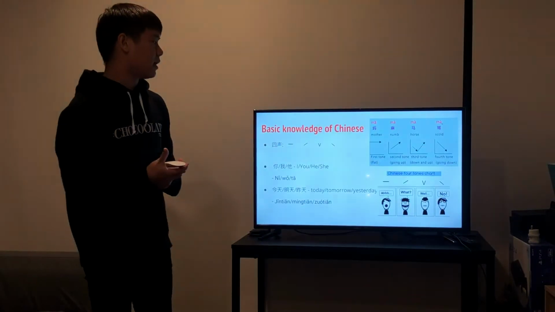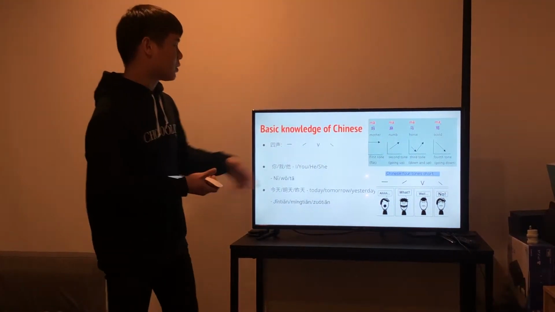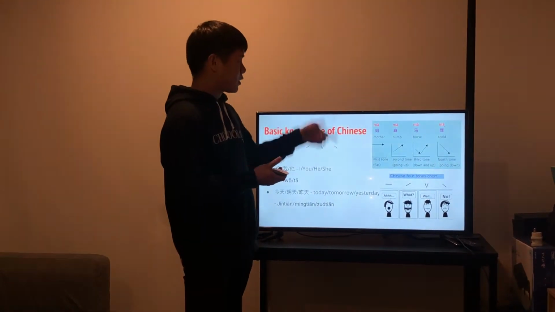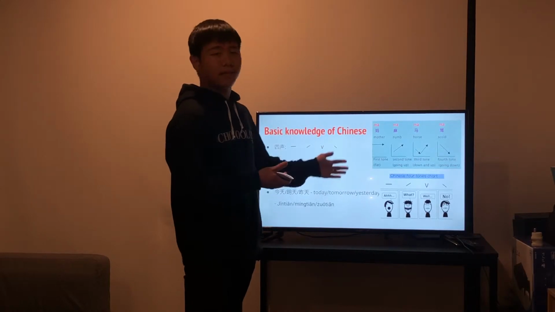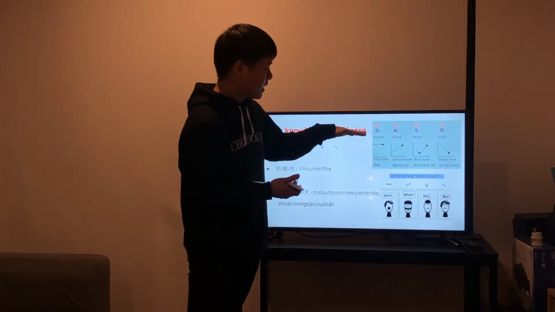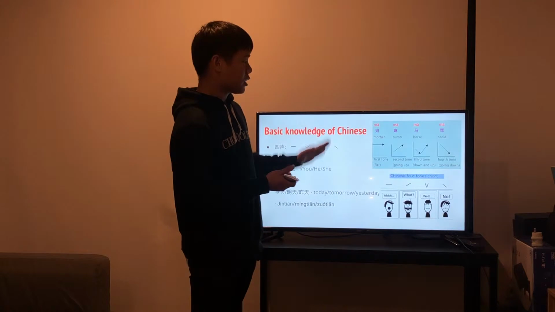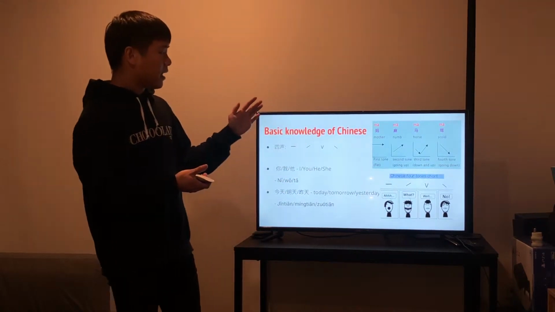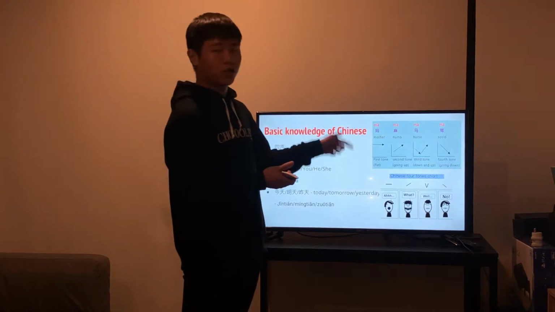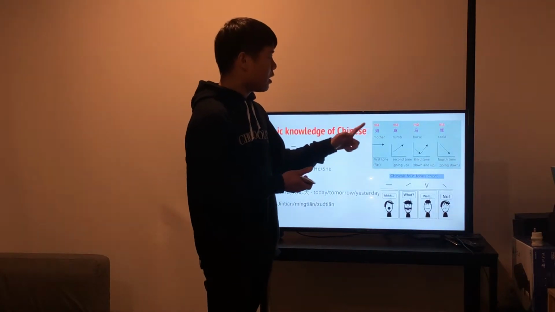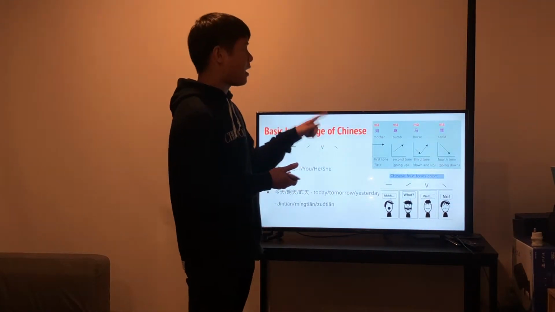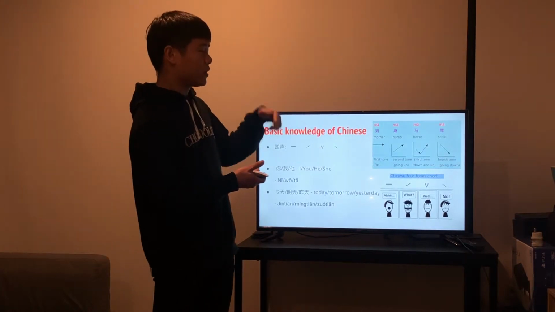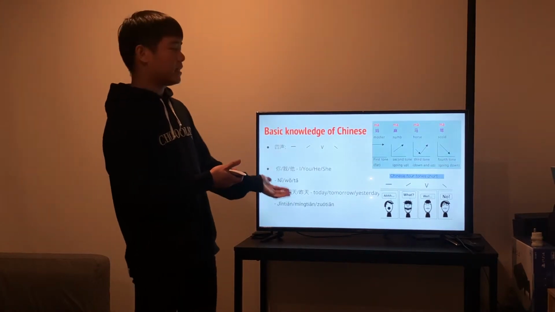In Chinese, there are 4 tones, and this is the tone chart. The first tone is flat, and for this example is ma. The second tone goes up, which for this example is ma. The third tone goes downwards and upwards, which in this example is ma. And the fourth tone goes down, and for this example is ma.